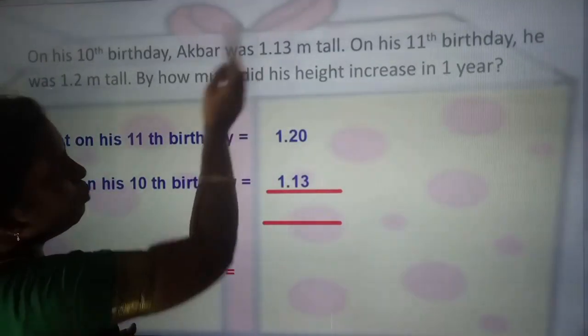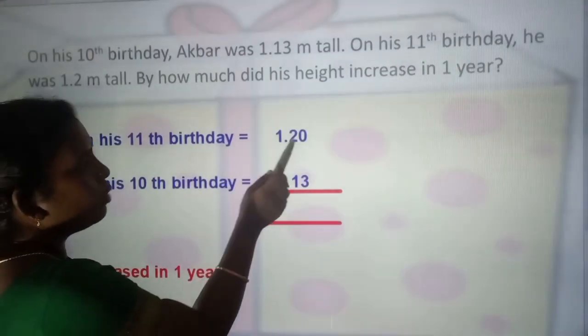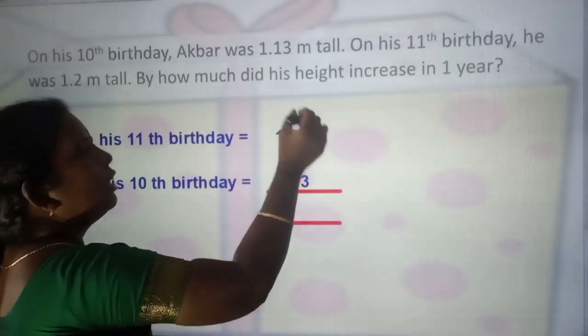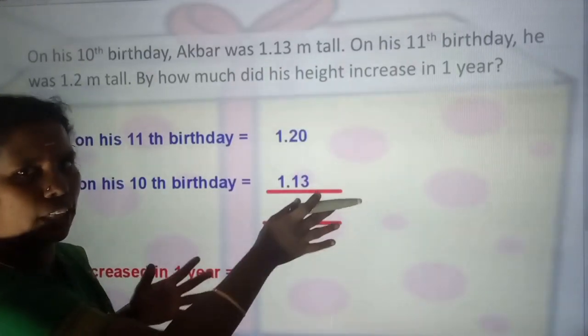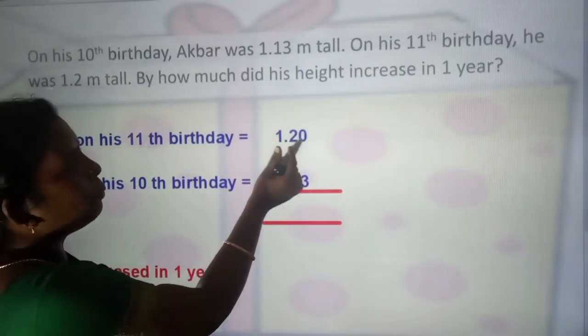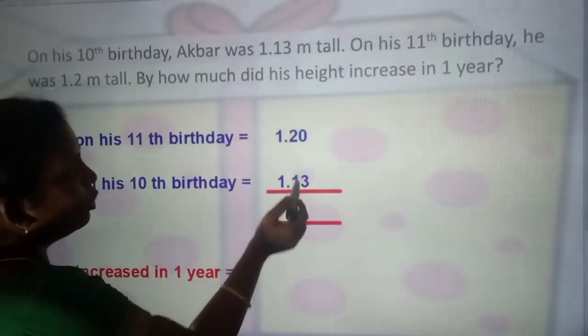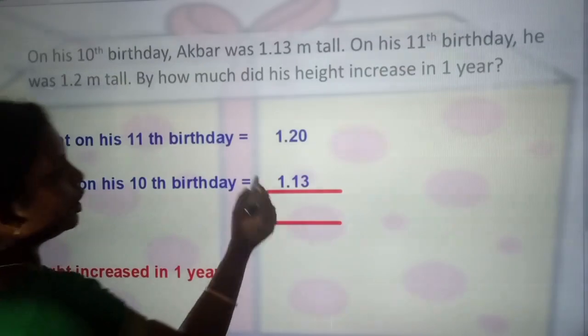இங்க வந்து 1.13 meter. என்ன பண்ணிருக்கேனா 1.20 ன்னு எழுதிருக்கேன் because we can add zeros at the end of the decimal place. It does not change its value. Hence I have written 1.20. Height on his 10th birthday is 1.13. Now we are going to do the subtraction.